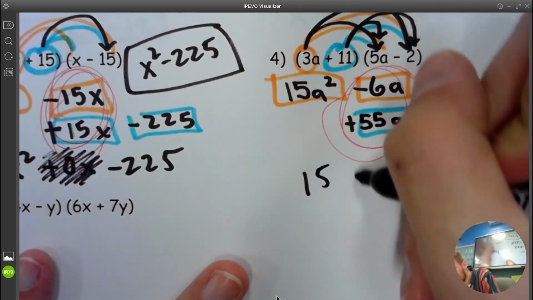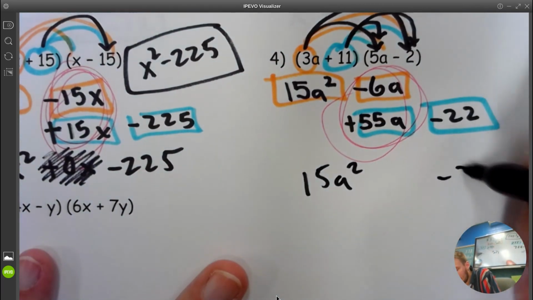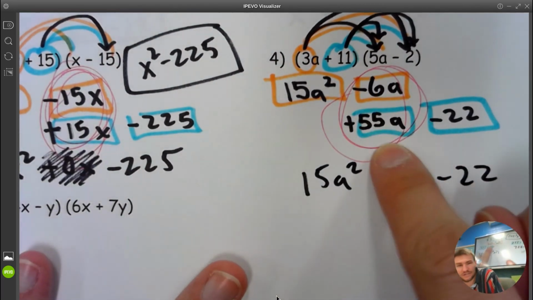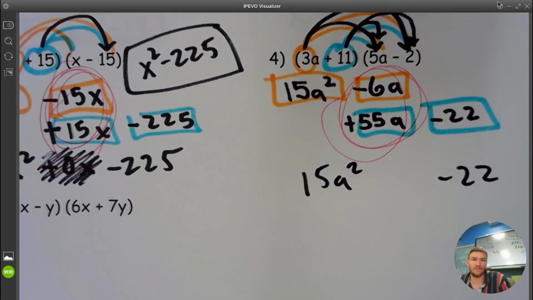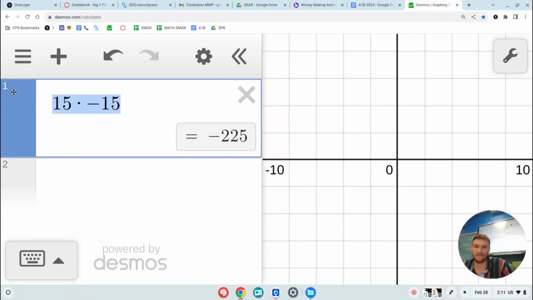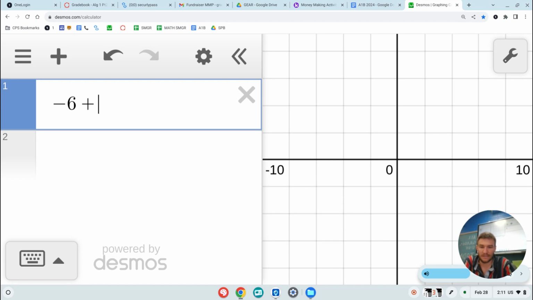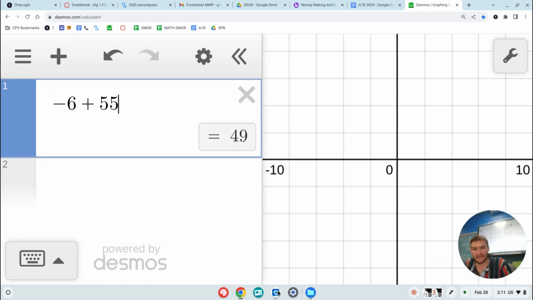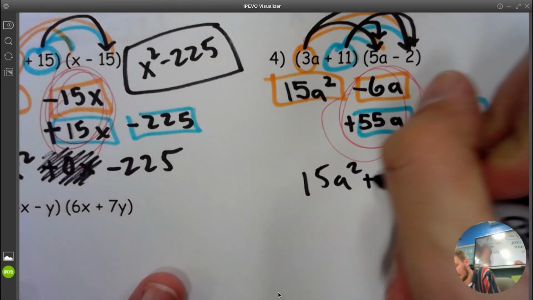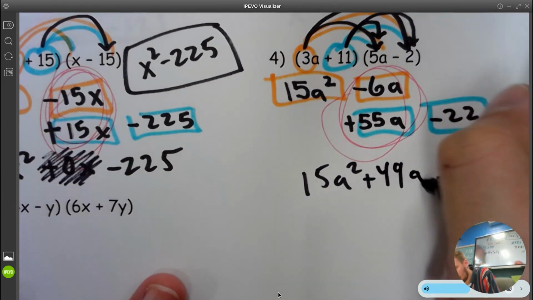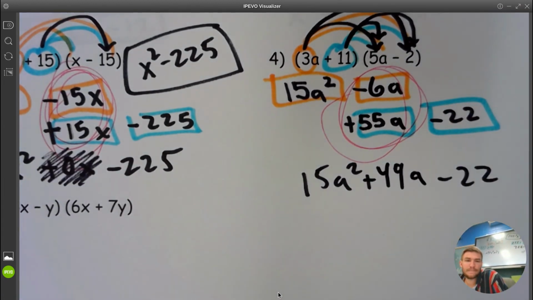We've got 15a squared. We've got minus 22. And what goes in the middle? Let's use Desmos. Negative 6, positive 55. Negative 6, positive 55. 49a. Positive 49a. That's foiling. Honestly, number 4, almost every time is the hardest foiling question that you're going to see.